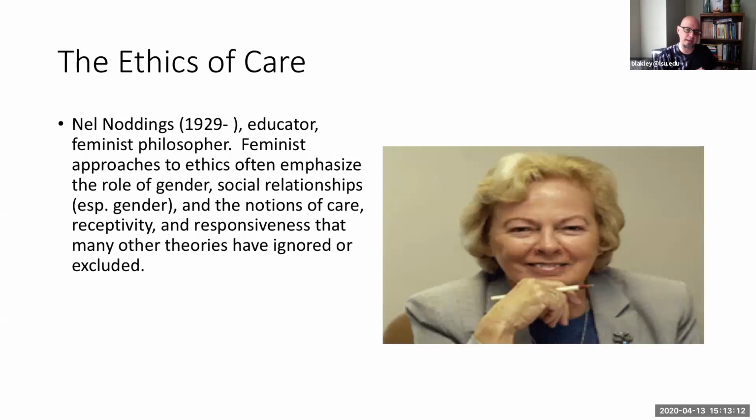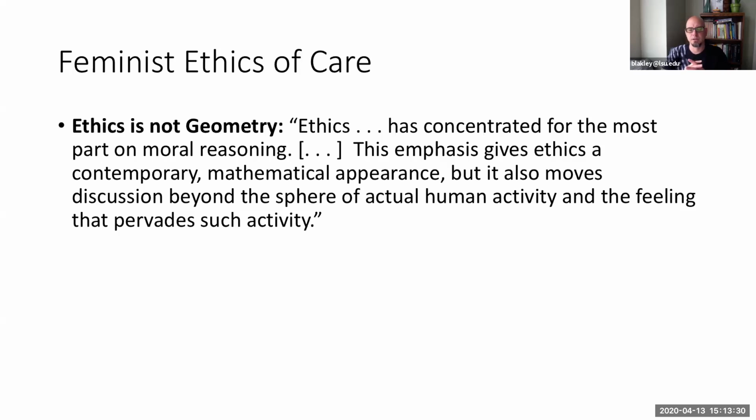And so picking up on that notion, here's Nel Noddings, who is a philosopher, not just a psychologist, and developed some aspects of the ethics of care, taking as her point of departure Gilligan's kind of research. So let's take a look at a few lines from a few passages out of her work here. So she says, ethics has concentrated for the most part on moral reasoning. In fact, that's basically what this class has been about, is moral reasoning and different forms of moral reasoning, right?